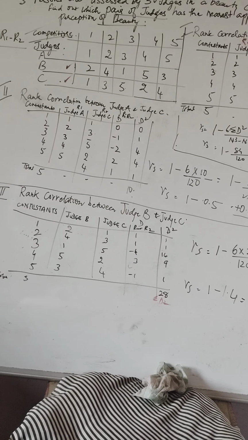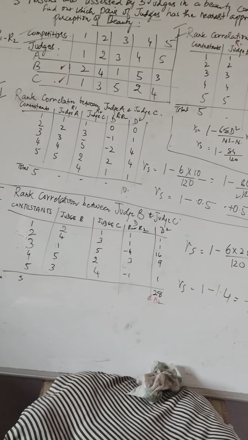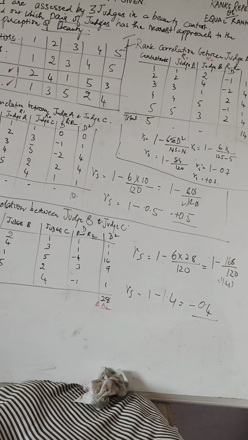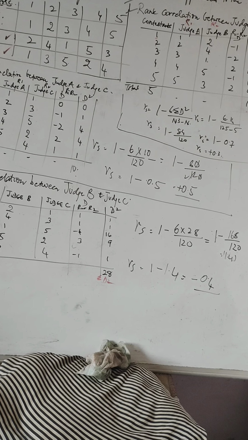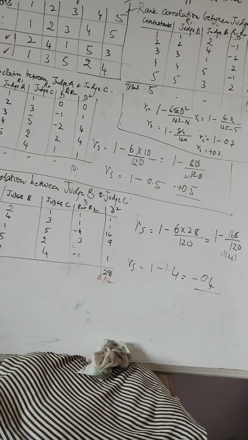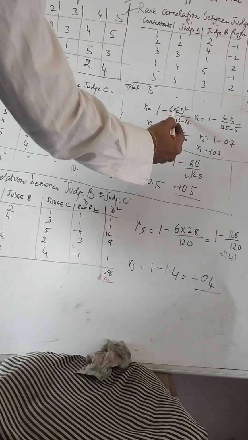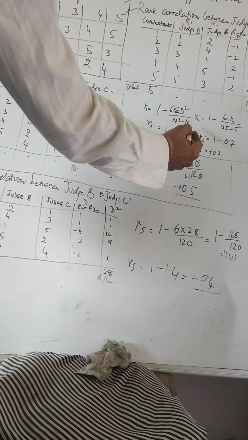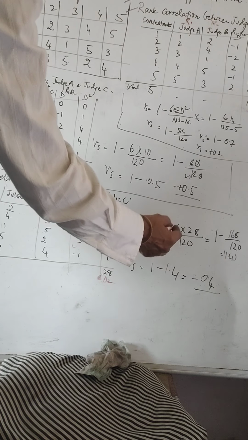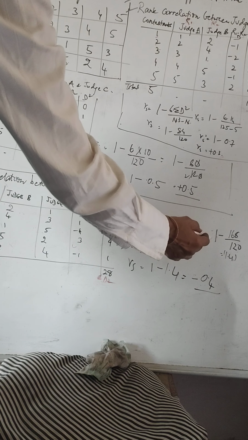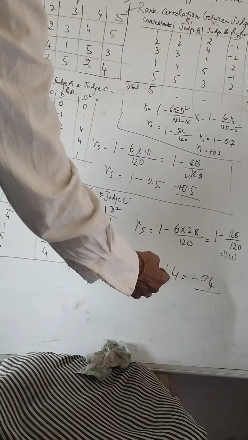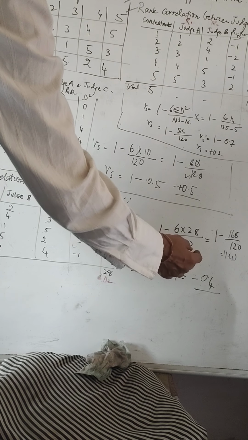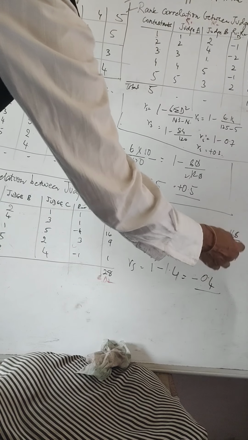Alright, so let me see if you can see what is written here. So 6 into 28, as you saw. Now let's work it out. We know the formula. The same formula is going to be followed: 1 minus 6 into sigma d squared upon N cube minus N. So this is how we put the values: 1 minus 6 into 28 divided by 120. So it is 1 minus 168 divided by 120, and what we get is 1.4.